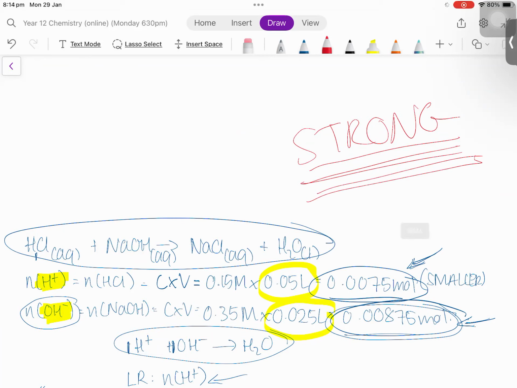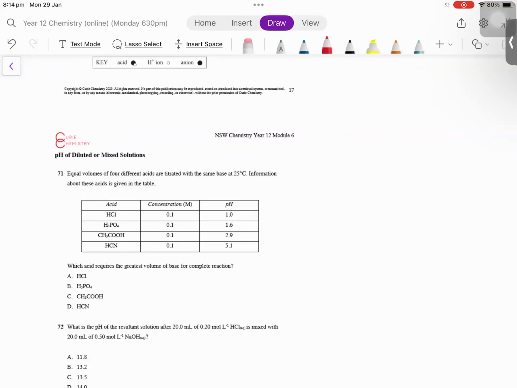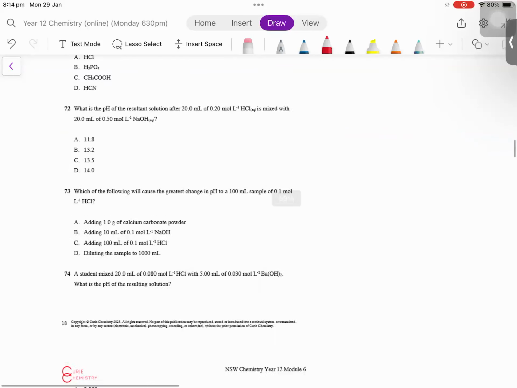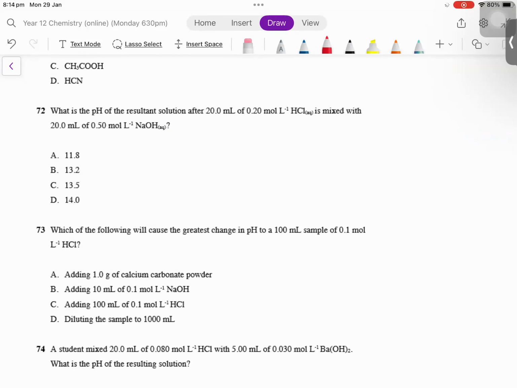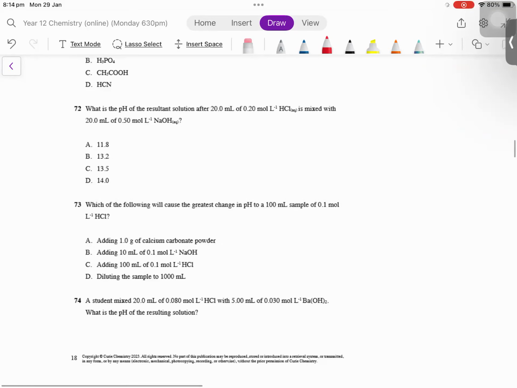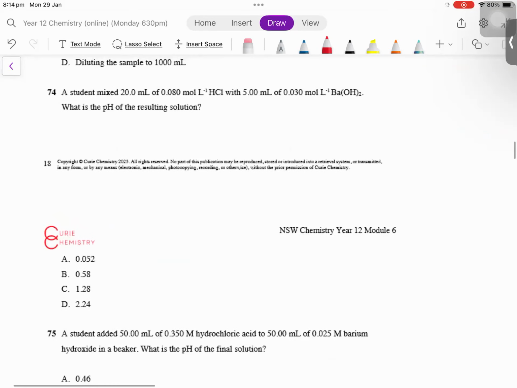If it's weak, the calculations will probably take this much to do. Yeah, keep that in mind. Label it on your paper for me, because a weak calculation looks different, okay? So you can memorize a step-by-step for this, but the weak ones look different. So you want to be able to adjust to that.